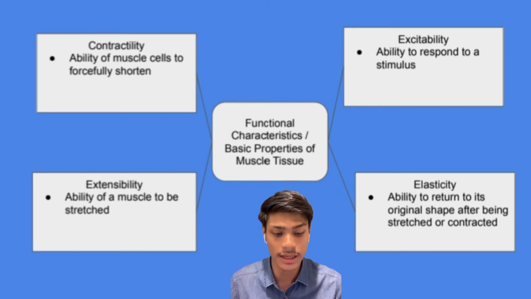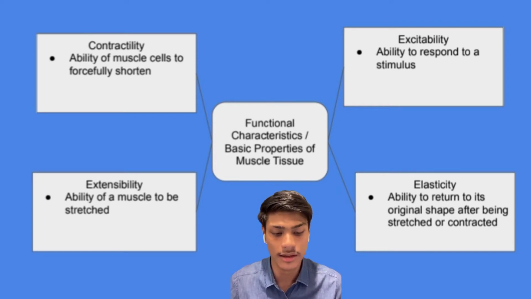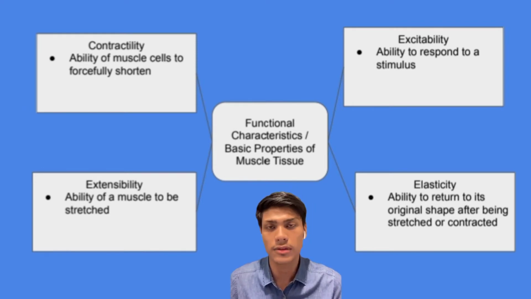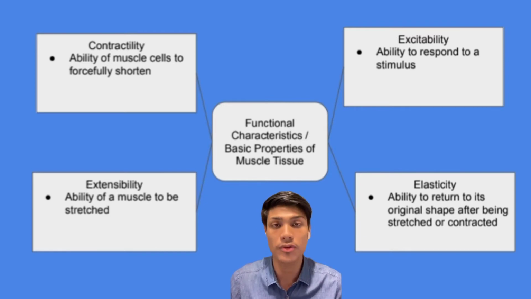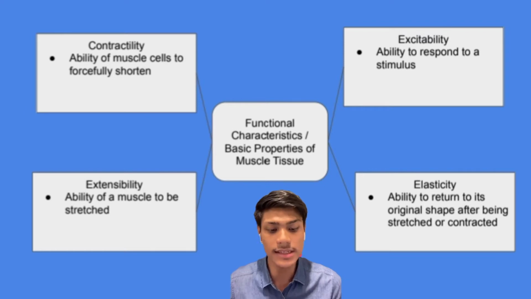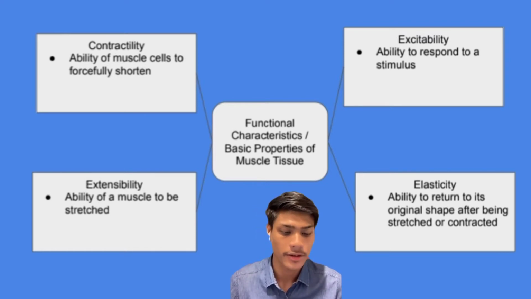The next one is excitability. Excitability is the ability to respond to a stimulus, which may be delivered from a motor neuron or a hormone. The third is extensibility. Extensibility is the ability of muscles to stretch.